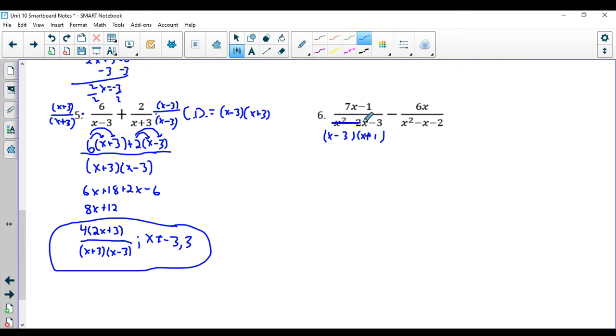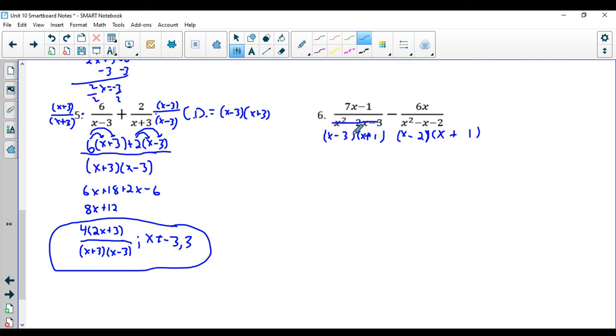So I'm no longer looking at that bottom. That's going to be my factored denominator. Then we have x and x. What multiplies to -2 and adds to -1 would be 2 and 1. And it adds to be negative, so our larger number has to be negative. So those are the two.